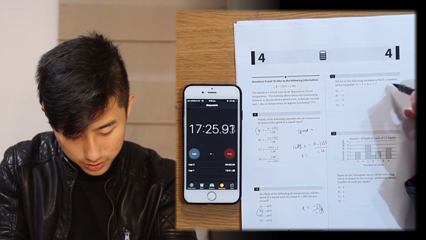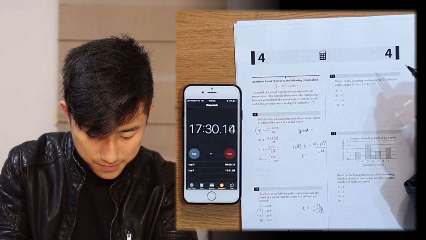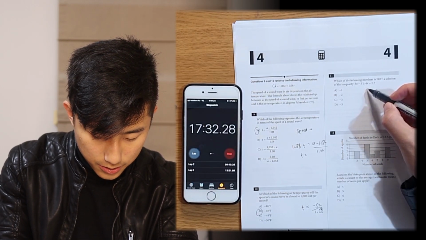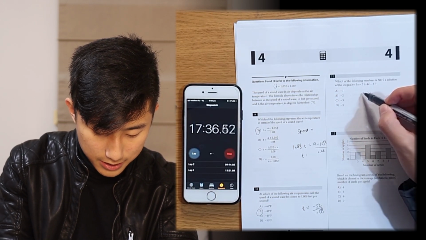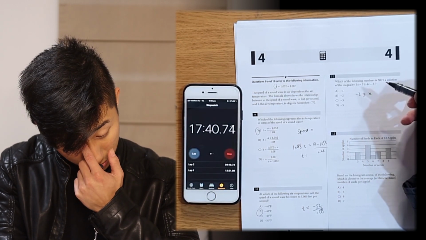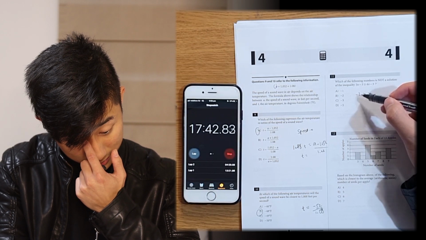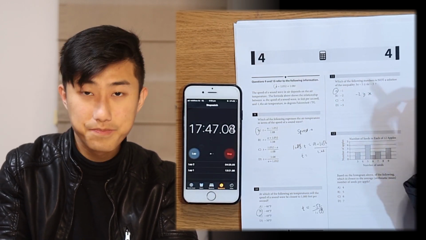Which of the following numbers is not a solution of the inequality? Okay, so minus 3x from both sides, x is less than or equal to, plus 3 from both sides, negative 2. So x is less than that, so it can be 3 or negative 5, so A is not a solution.